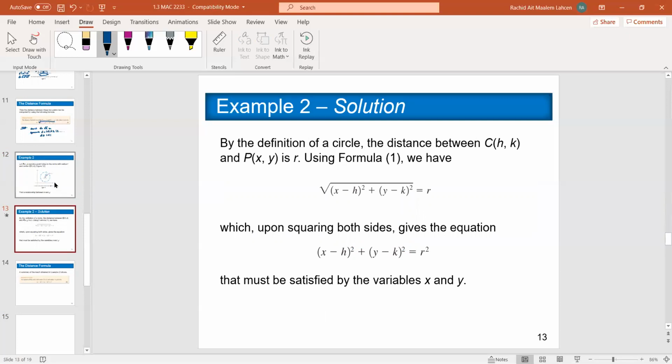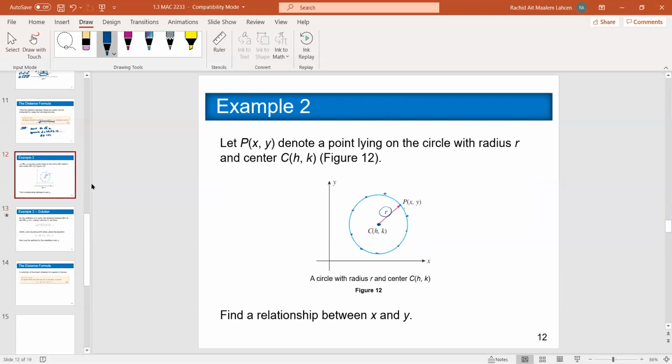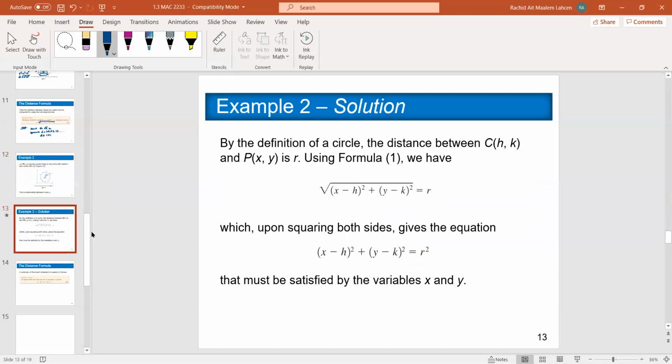So let's look here. The center is (h, k), so we have the first point and the second point. We'll do y2 minus y1, which is y minus k, and x2 minus x1, which is x minus h. That's where this formula comes from. And the distance, which is r, is the square root of (x minus h) squared plus (y minus k) squared.